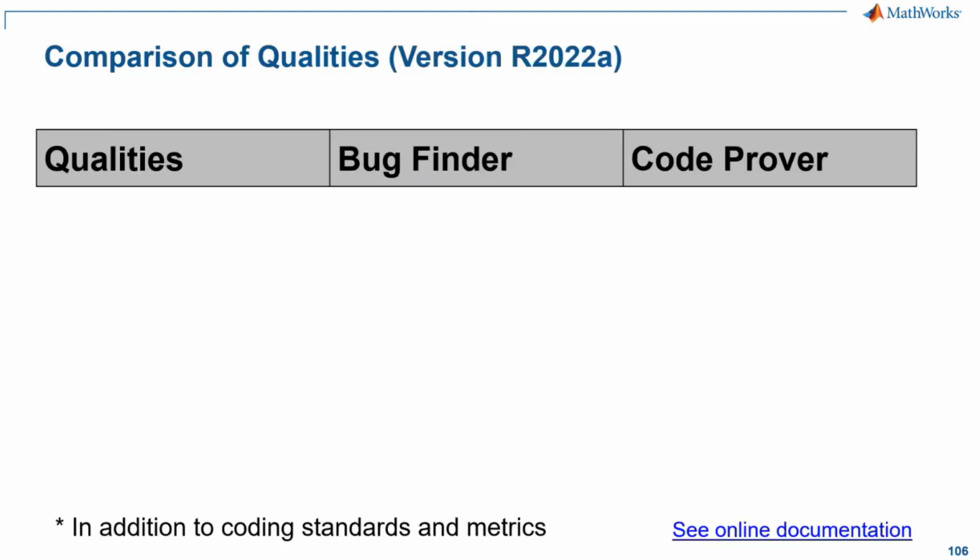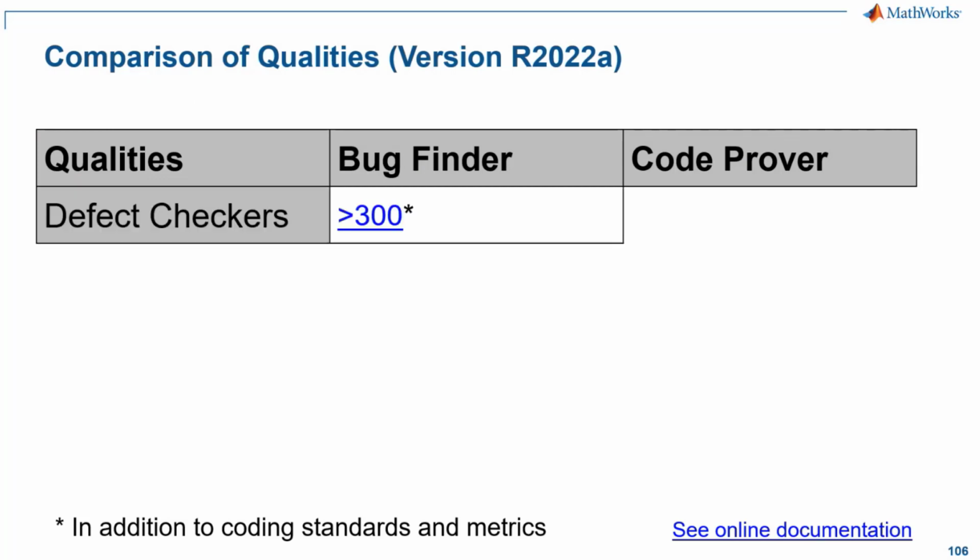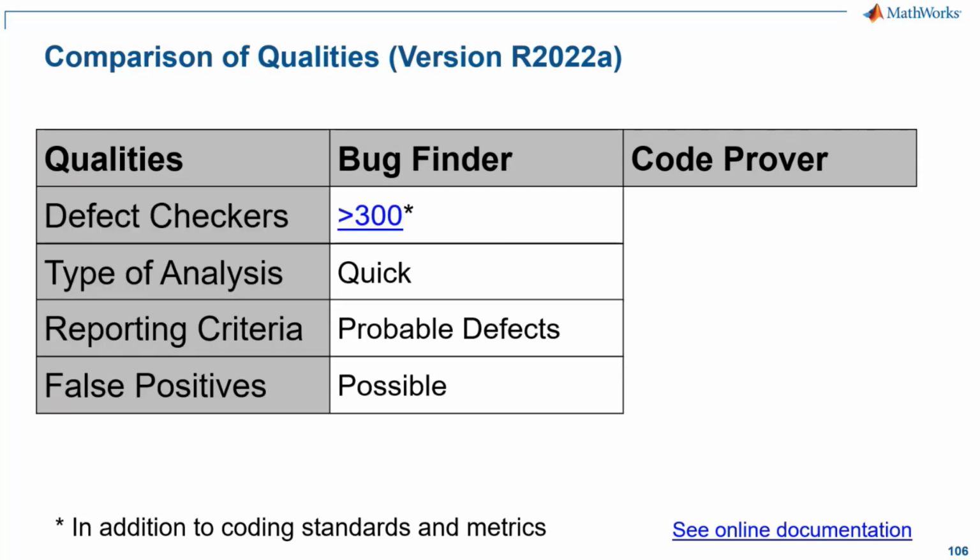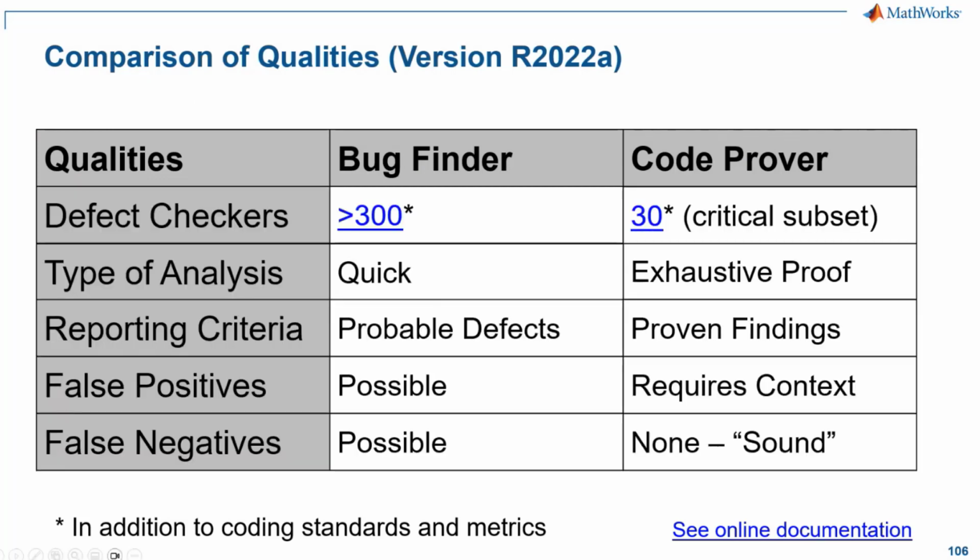So here is a table comparing both tools. As you can see, on the left side we have Bug Finder. With Bug Finder, we have more than 300 types of defects that can be checked. On the other hand, Polyspace Code Prover will have only 30 critical defects that can be checked.